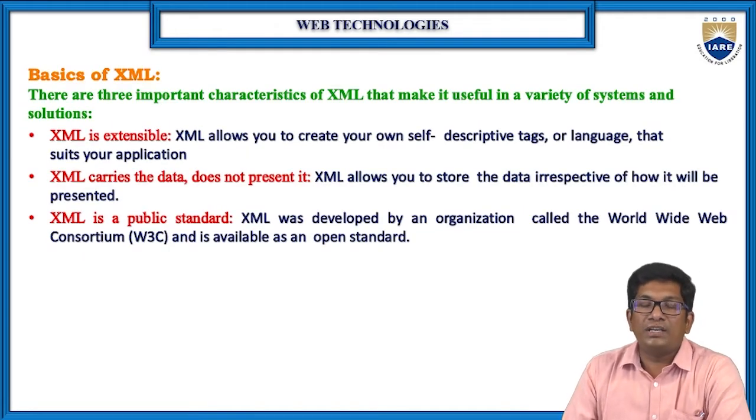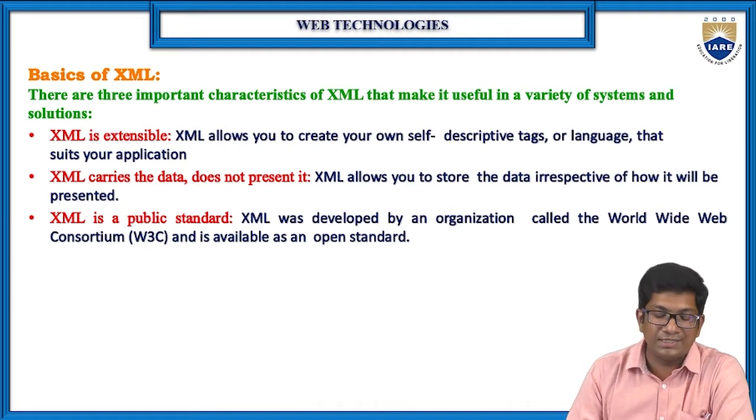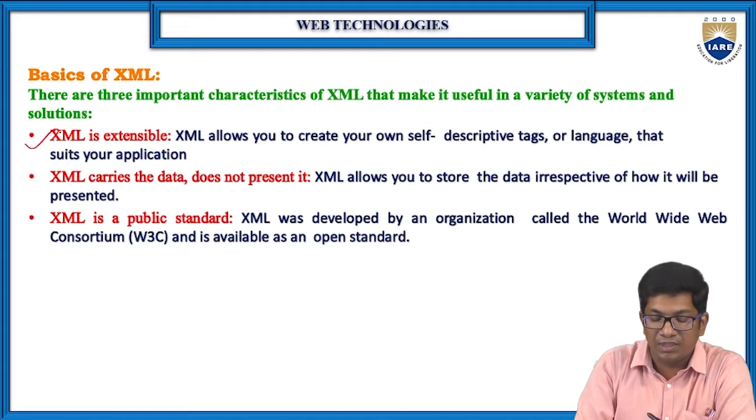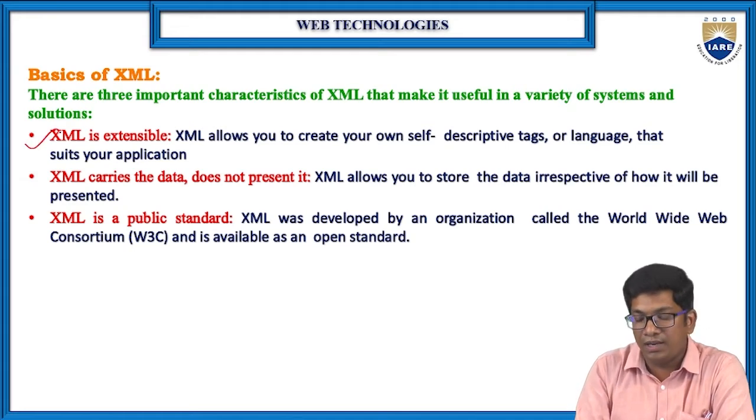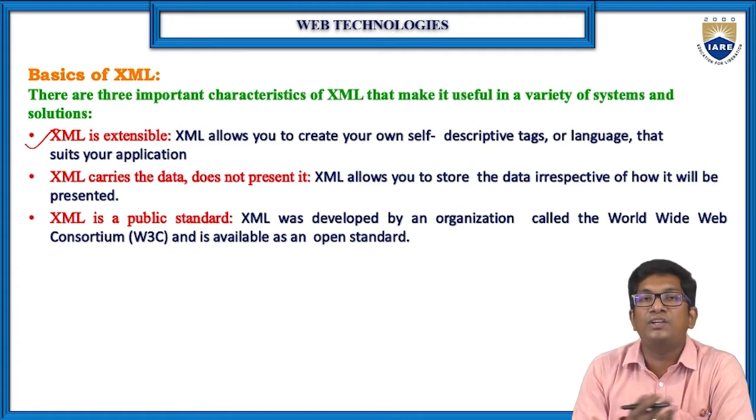There are three important characteristics of XML that make it useful in a variety of systems and solutions. First, XML is extensible. XML allows you to create your own self-descriptive tags or language that suits your application. So you can define user-defined tags in XML. You can write your own tag or element name based on the application.